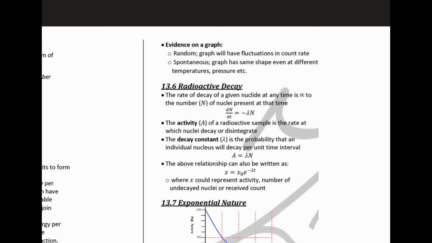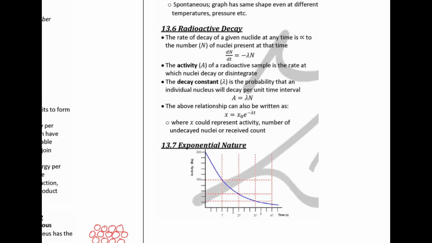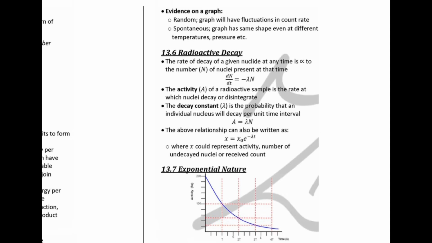Evidence on a graph. Okay. So first, for random, the graph will have fluctuations in count rate. So for example, this is the graph. You can see fluctuation happen like this, like shaking. Shaking, that is the proof, or the evidence, of random. You can see fluctuations.